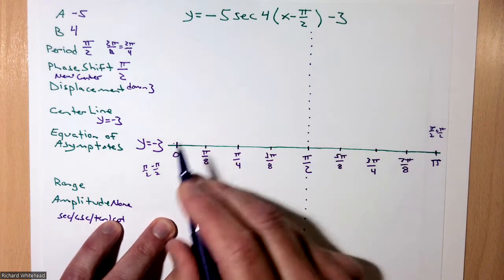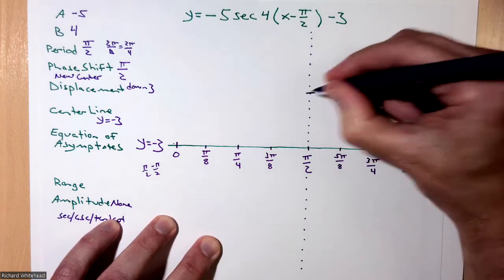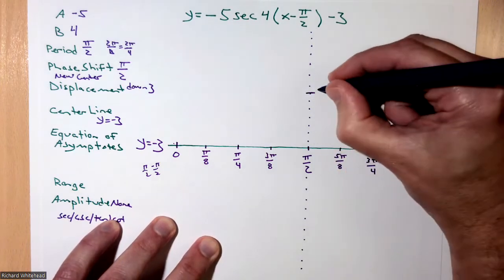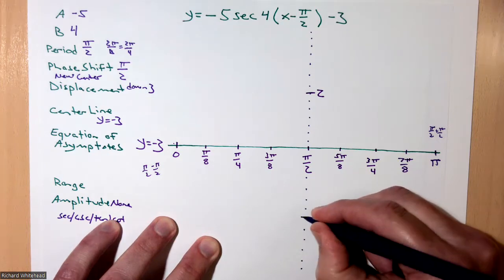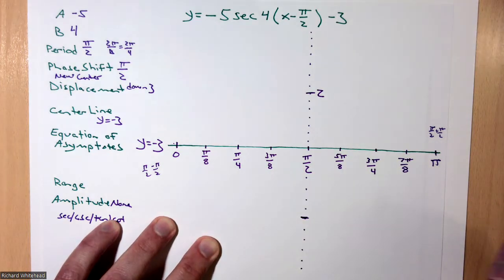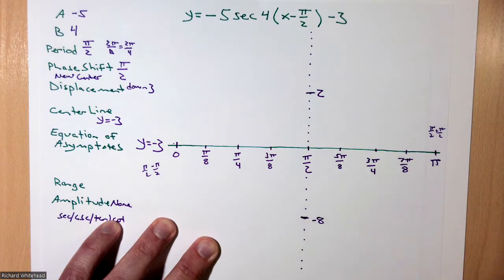So the y is -5. That's -3. So we're going to go up 5 spaces. So if I start at -3 and go up 5 spaces, that puts me at 2. I go down 5 spaces. So if I'm at -3 and I go down 5 spaces, that's going to put me at -8.